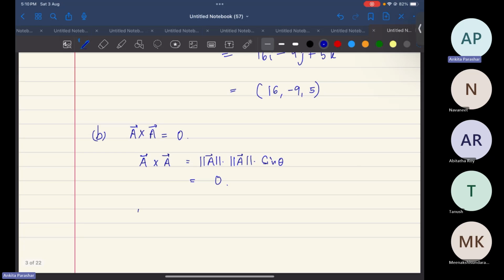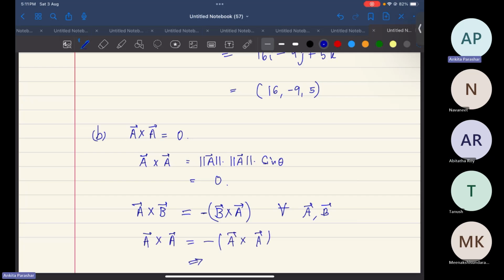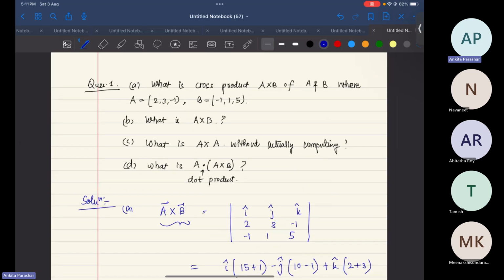One more way I want to say is to use the fact of how A cross B and B cross A are related. A cross B is minus B cross A, and this is true for all A, B, right? What if I put A to be B? So A cross A is just minus of A cross A. It would directly give me A cross A has to be 0, no matter what A you choose. All right, so these are certain simple facts.